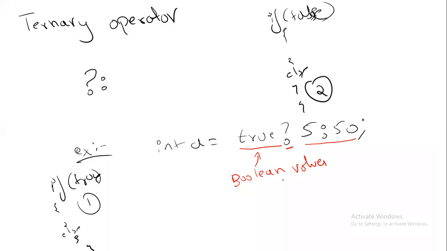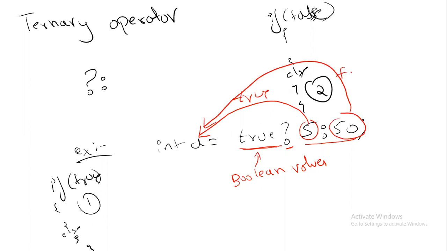Let's see what will happen finally. If the condition is true, the first value is returned. If the condition is true, the first value is given to this A. Don't think the condition is true now, which means 5 will be given to A. But if the condition is false, the second value will be given to A. So when will the second value be given? If the condition is false, the second value will be given to A.